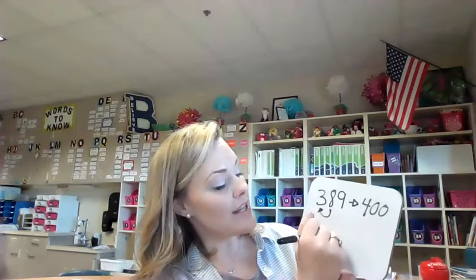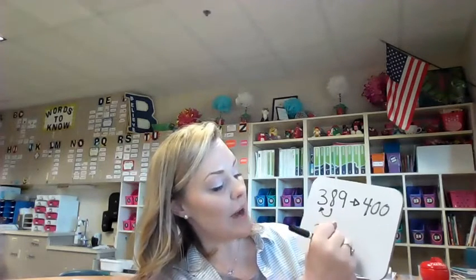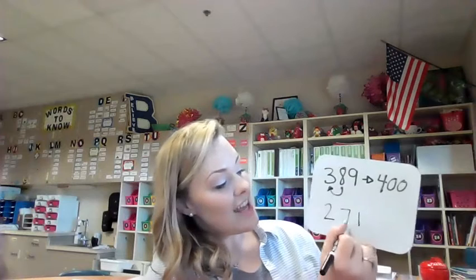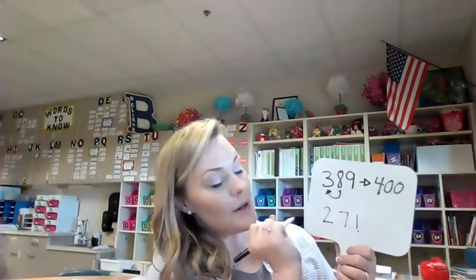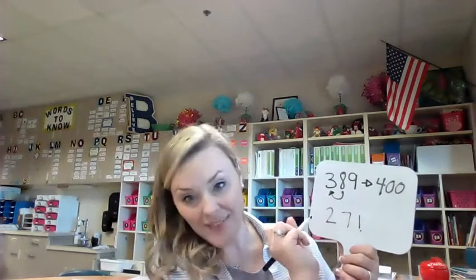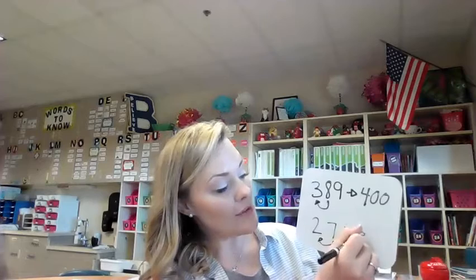Okay, I want you to try this one. 271. Round it to the nearest 100. I was thinking tens, think hundreds. The 7 tells the 2 what to do. 7 tens is more than 5 tens, so we again round up.